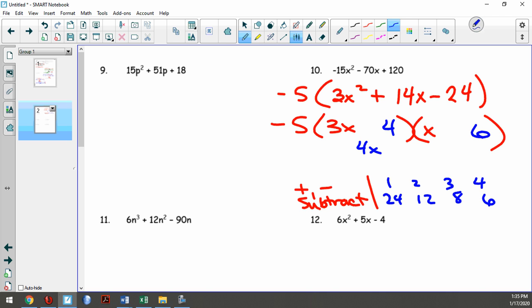Inner gives me 4x, outer gives me 18x, but I need it to be a positive 14. So that means the 4 is negative and the 6 is positive, making that a positive 14x. Did you all understand that? Yes.